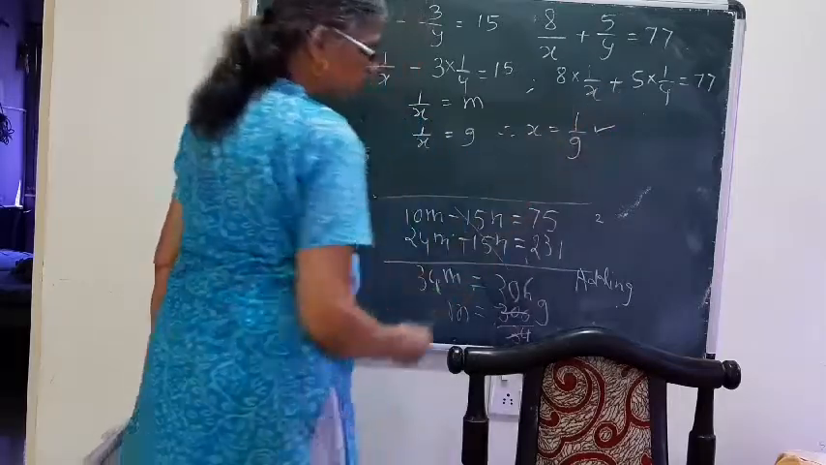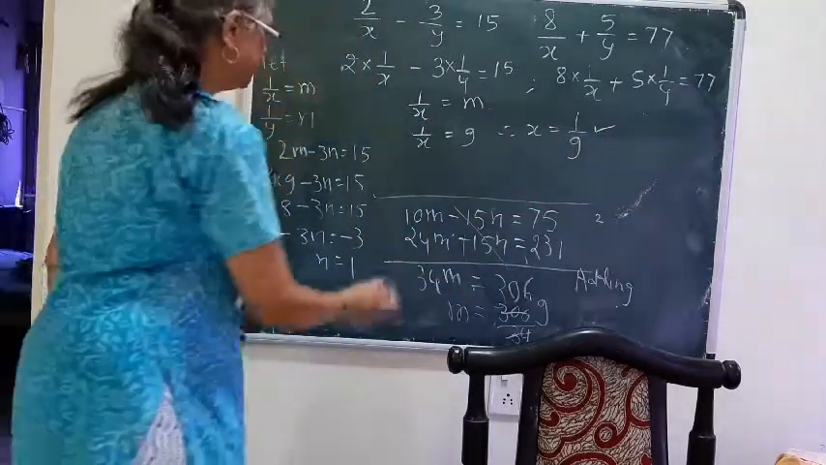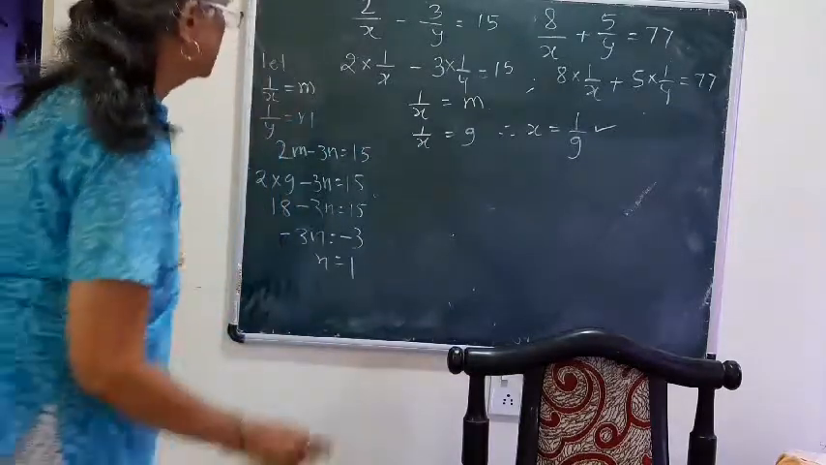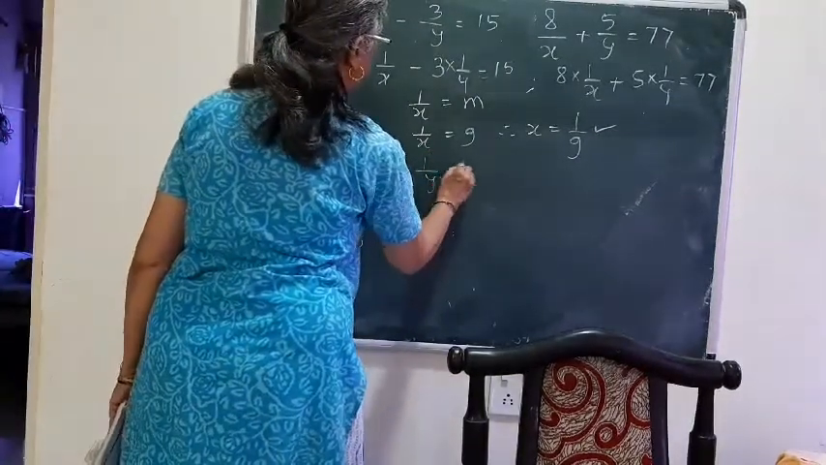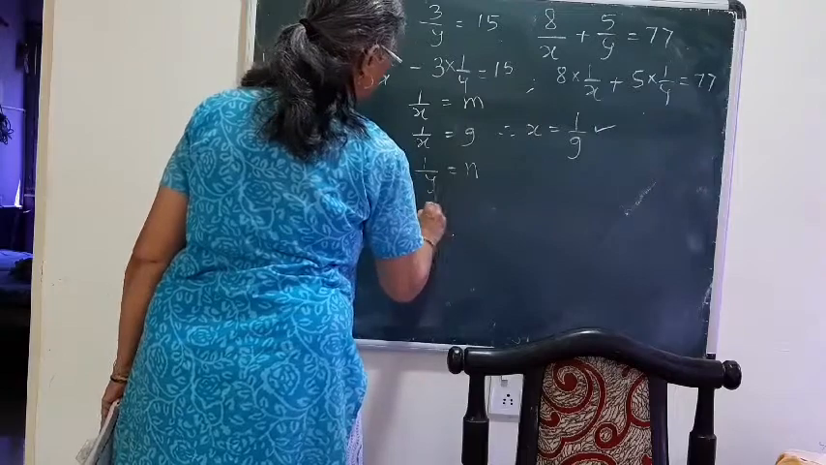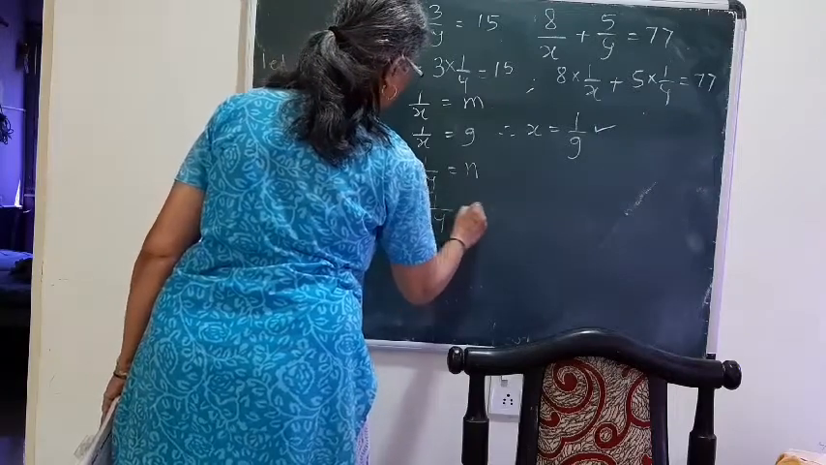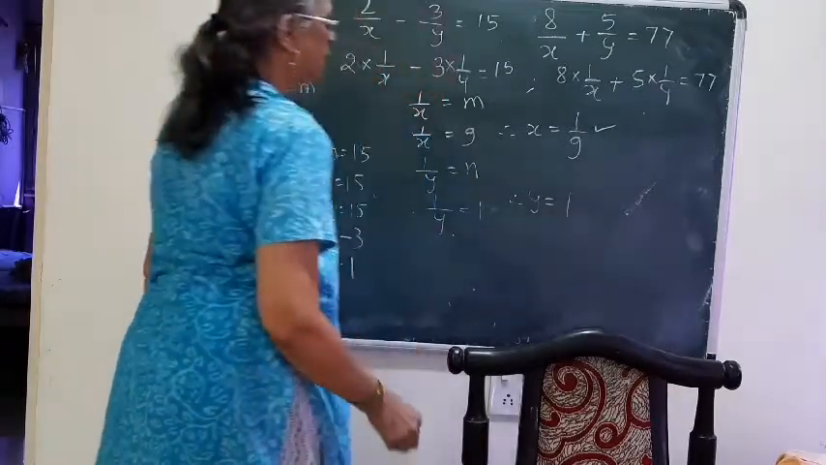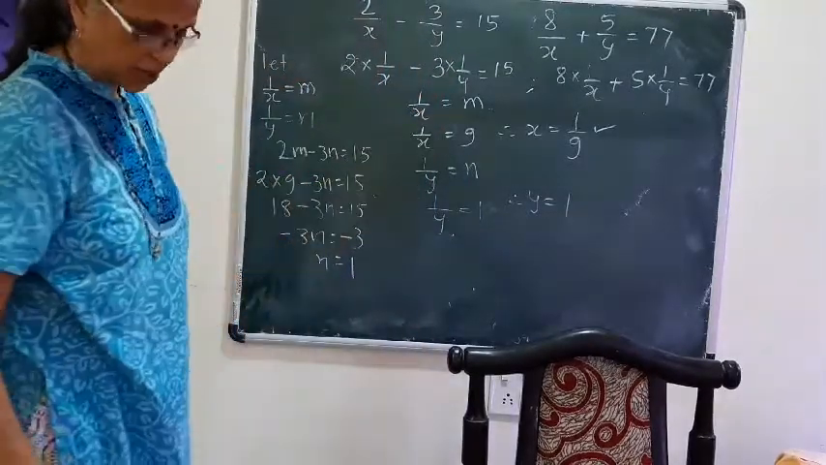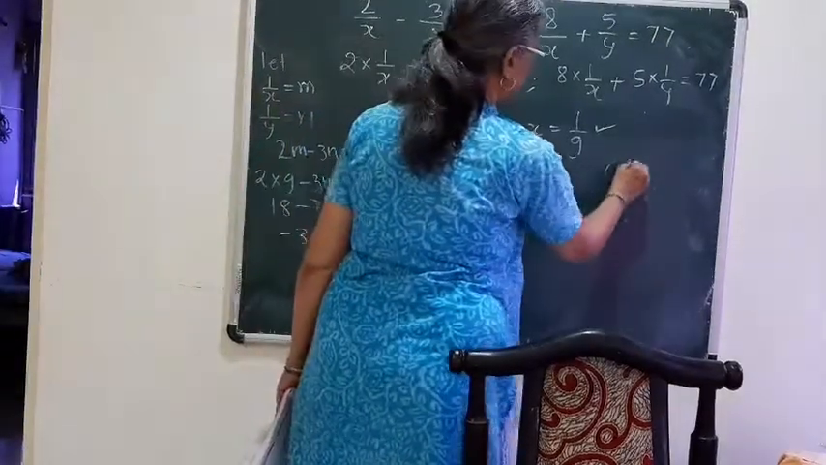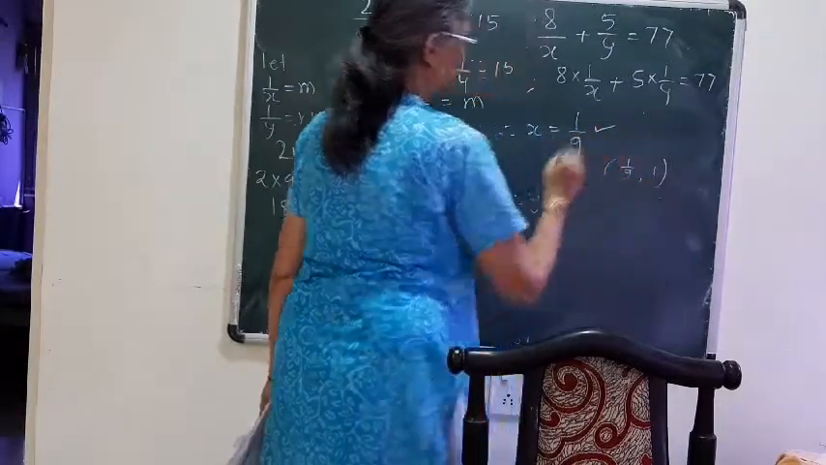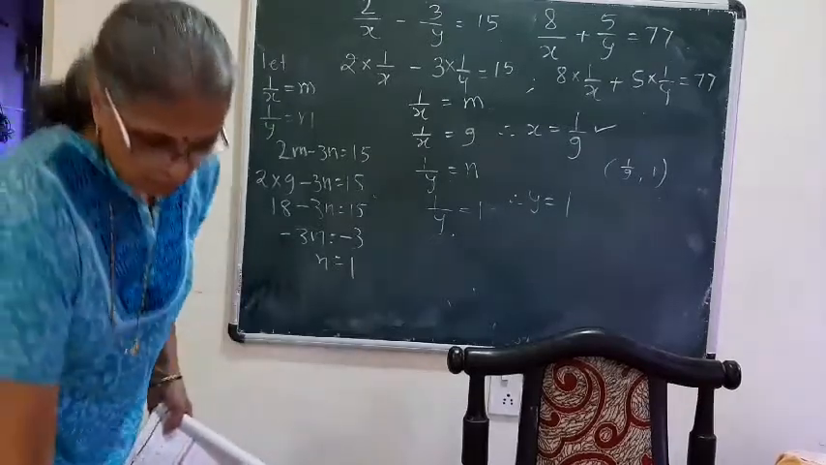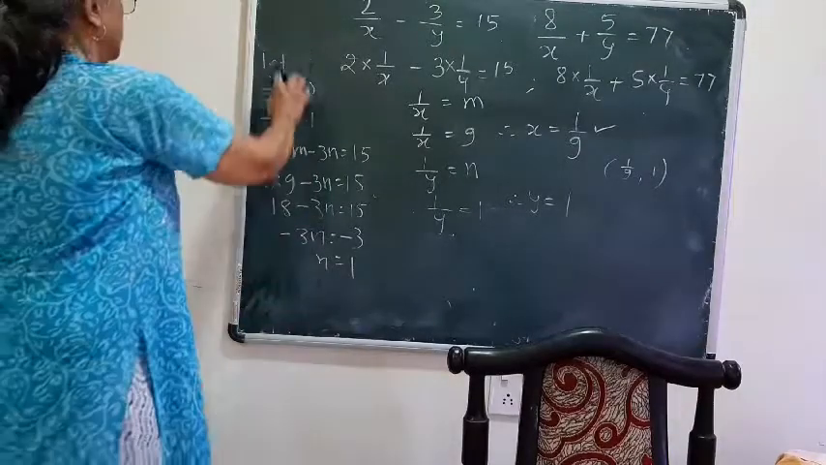So this is our first solution. And what will be the second solution? 1 upon y is equal to n, that is 1 upon y is equal to 1. So therefore y is equal to 1. So our answers are 1 upon 9 and 1. Followed? So that is the method you are going to follow. 1 upon 9 and 1, that is the first answer. Now I will solve the second sum.